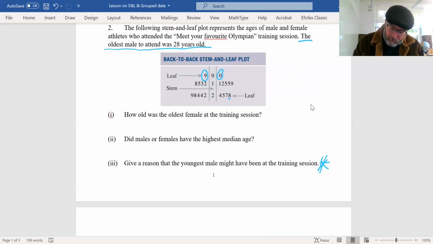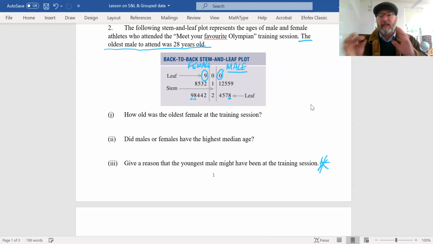Now, that's 28 on that side. So that's the males. Now, if you say, but wait a minute, there's a 28 on the left side as well. Yeah, but that's not the oldest. Right? There's also a 29 there. So that would be the female side over here.